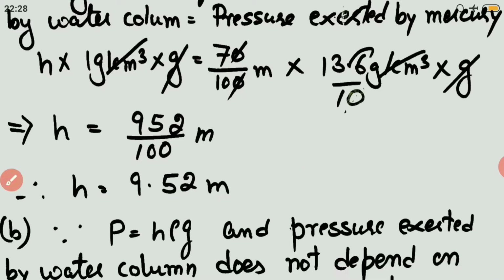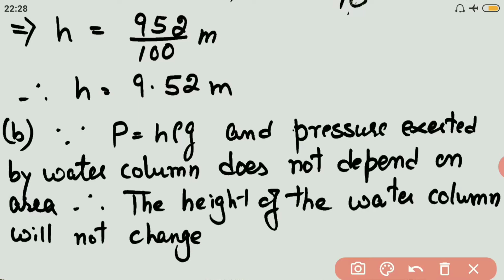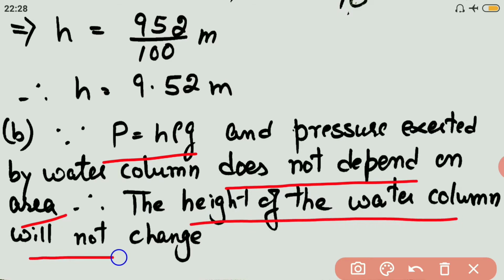Fine. Number B: the question was about area, right? Since P equals H rho G, the formula does not contain area, and the pressure exerted by a water column does not depend upon the area. So the height of the water column will not change. I hope you understood number 5. Now we can go to number 6.